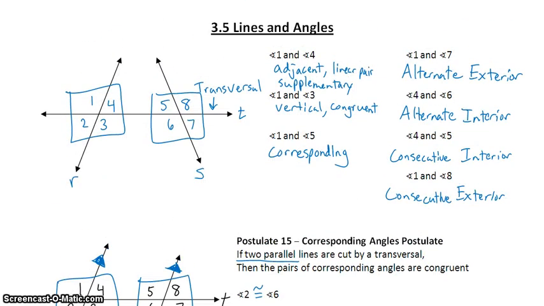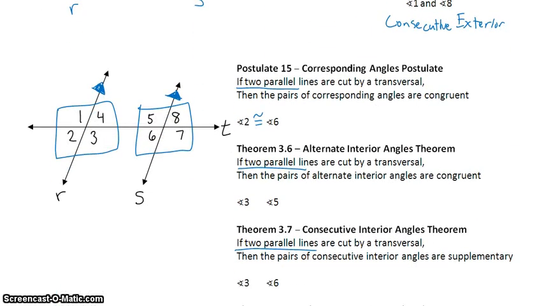If I look at 1 and 5, 1 and 5 are definitely not congruent. 1 is obtuse and 5 is acute. So they're not congruent, they're just corresponding. What makes these angles congruent is my lines are parallel. If I shifted these four angles on my transversal, 1 and 5 would be right on top of each other, and they would take up the same amount of space. They would be congruent to each other.